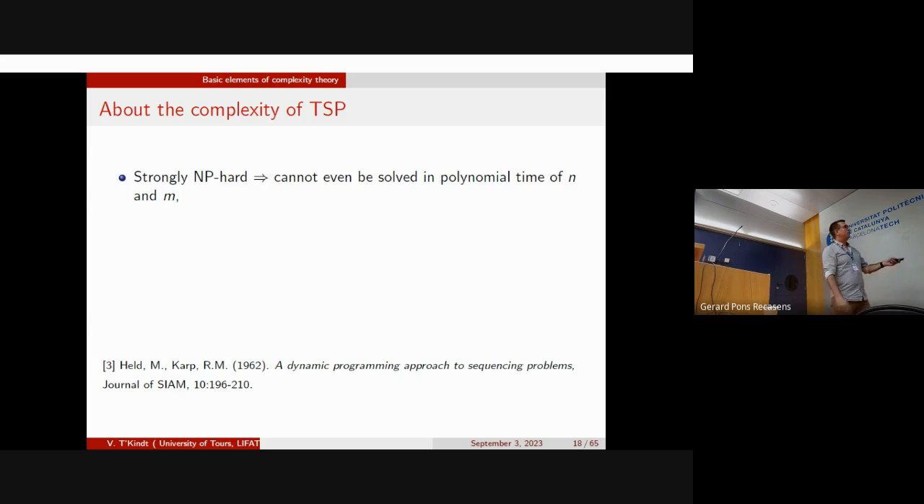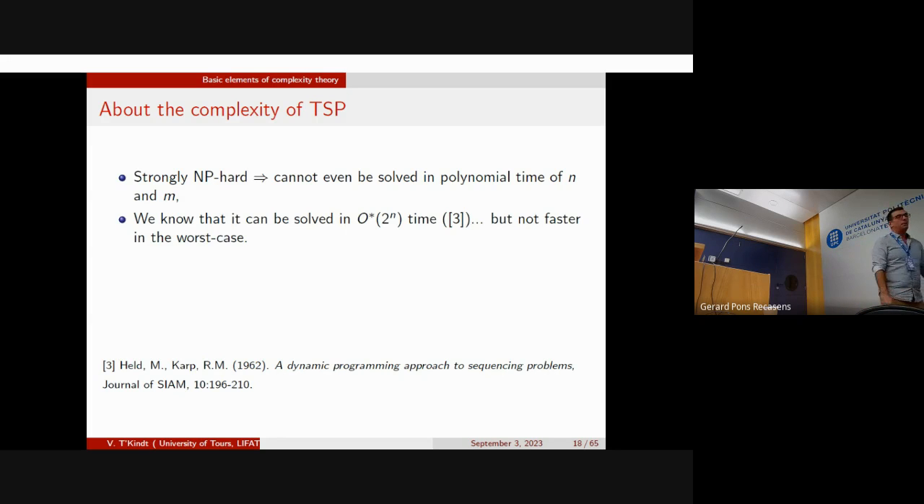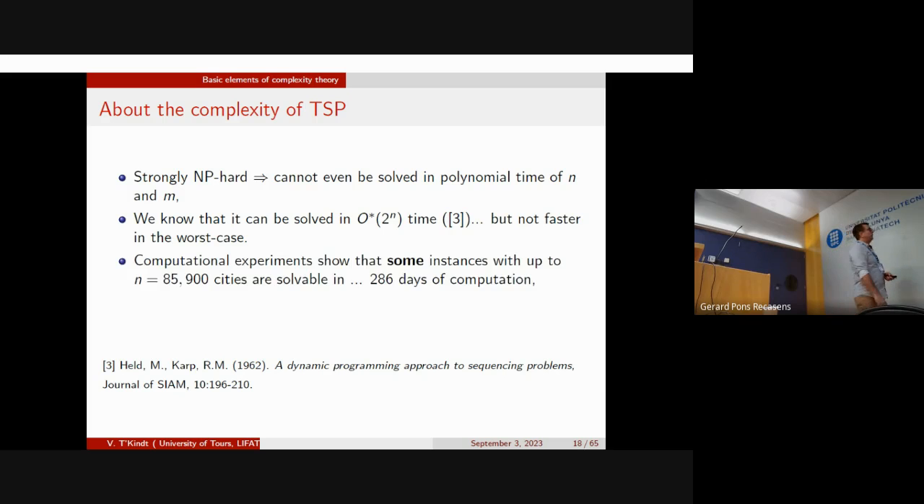You can't do that in a polynomial time of n and m. You have to pay for exponentiality. And what we know is that the best known algorithm works in 2 to the power of n. And even to reach 2 to the power of n, we spend several days just to understand how the algorithm works. And we are able to solve some instances, not all, but some instances with almost 86,000 cities in size, and not all. I mean, that's very tough to solve. And in 286 days of computation. So you feel the difference between weakly NP-hard and strongly NP-hard. That's not the same difficulty.